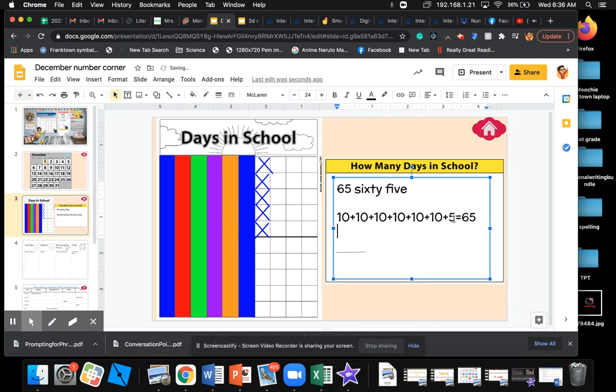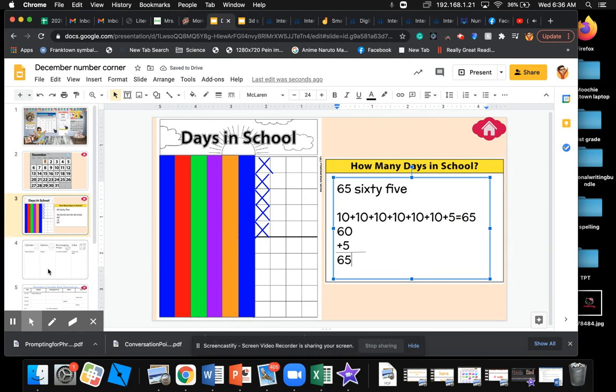Beautiful. So 6 groups of 10 is 60. Then I have my plus sign, and I write 5. Whoop. Let's go back. Let's fix that. We have to make sure everything lines up correctly. There we go. And then I get 60 plus 5 is 65.